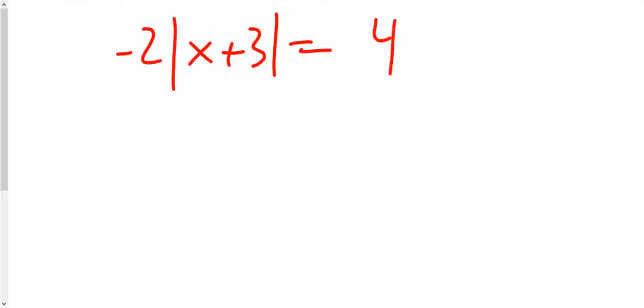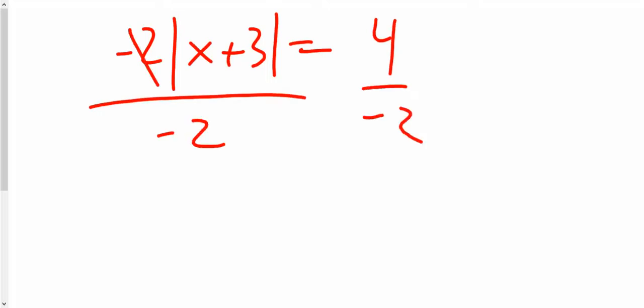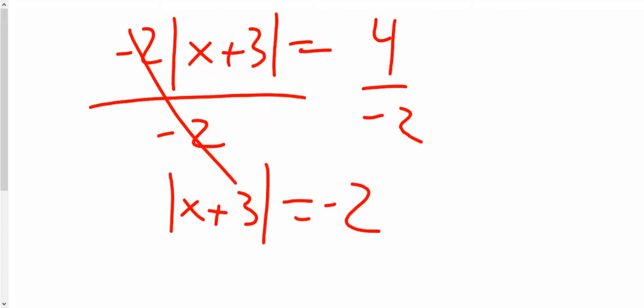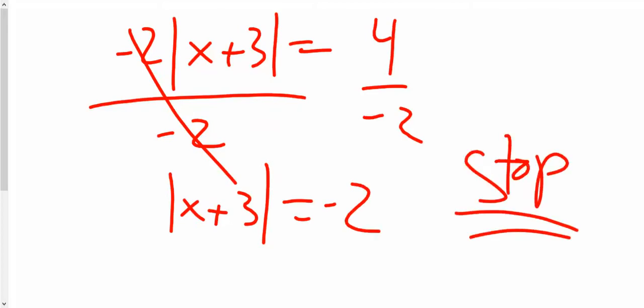So if you're solving the equation, let's say it's negative 2 times the absolute value of x plus 3 equals 4. Divide both sides by negative 2. Absolute value of x plus 3 equals negative 2. You can stop right here. Isolate the absolute value. If it's negative, you're done.